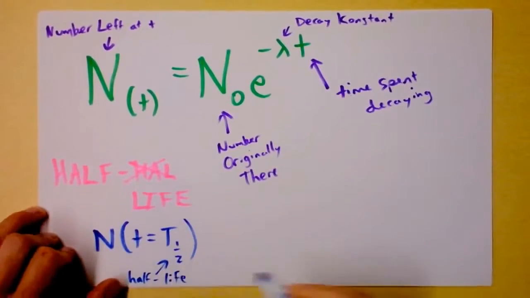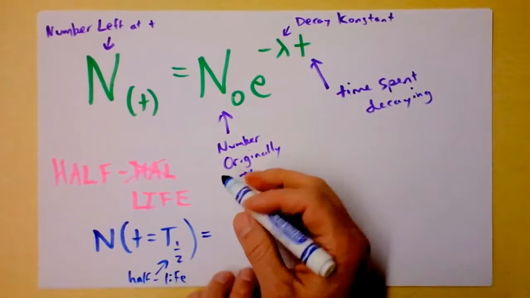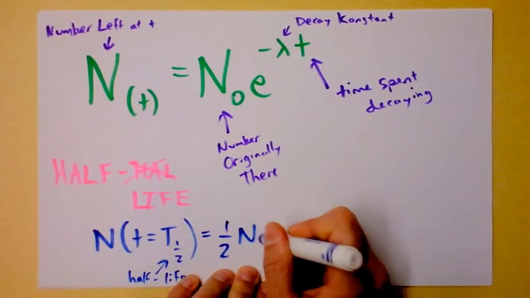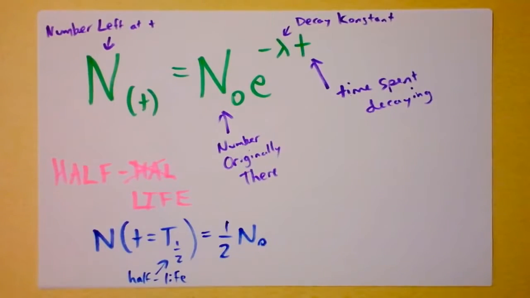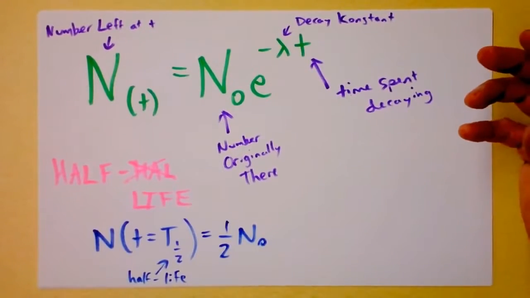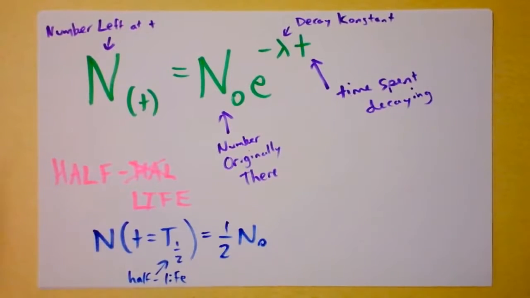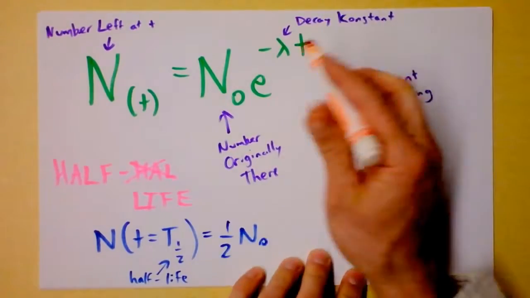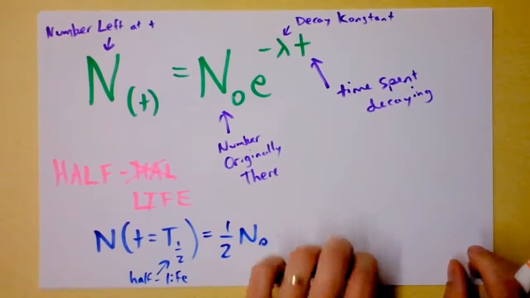Half-life, that's my favorite symbol for half-life. The number left at time t half is half the original number. So that means that half of my original rabbits are dead, or half of the uranium has turned into something else. So only half of them are remaining, and we can do some simple algebra to find out what that time is and how it's related to this relationship right here. In particular, we're going to find out how it depends on the decay constant.